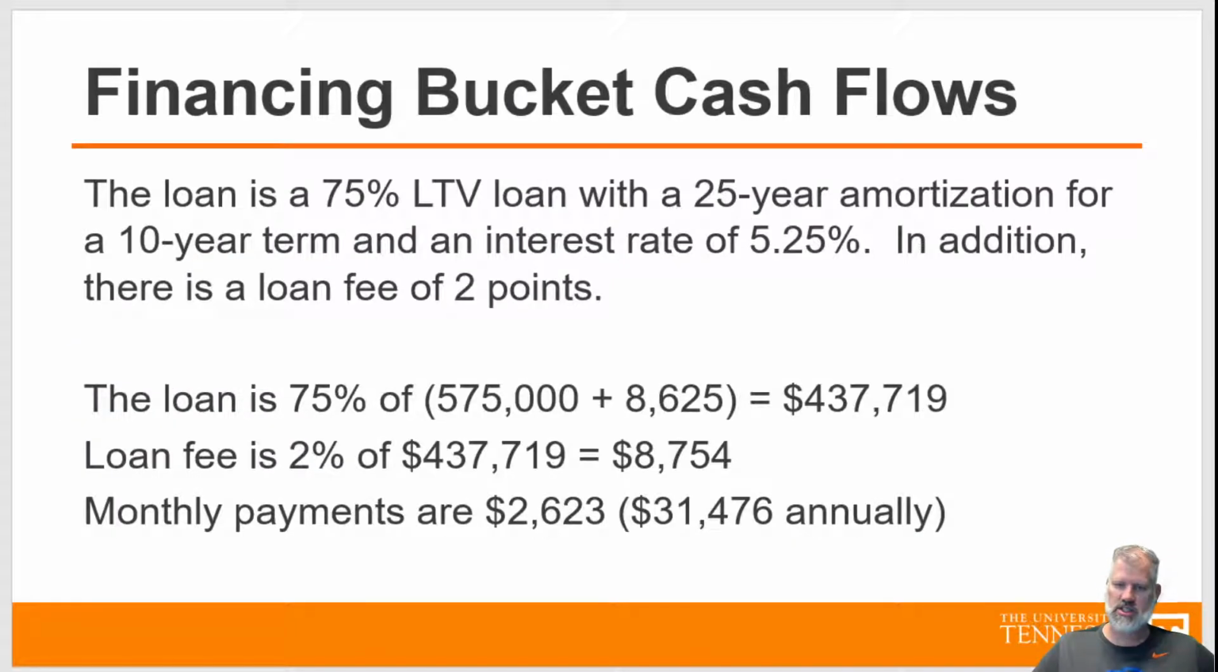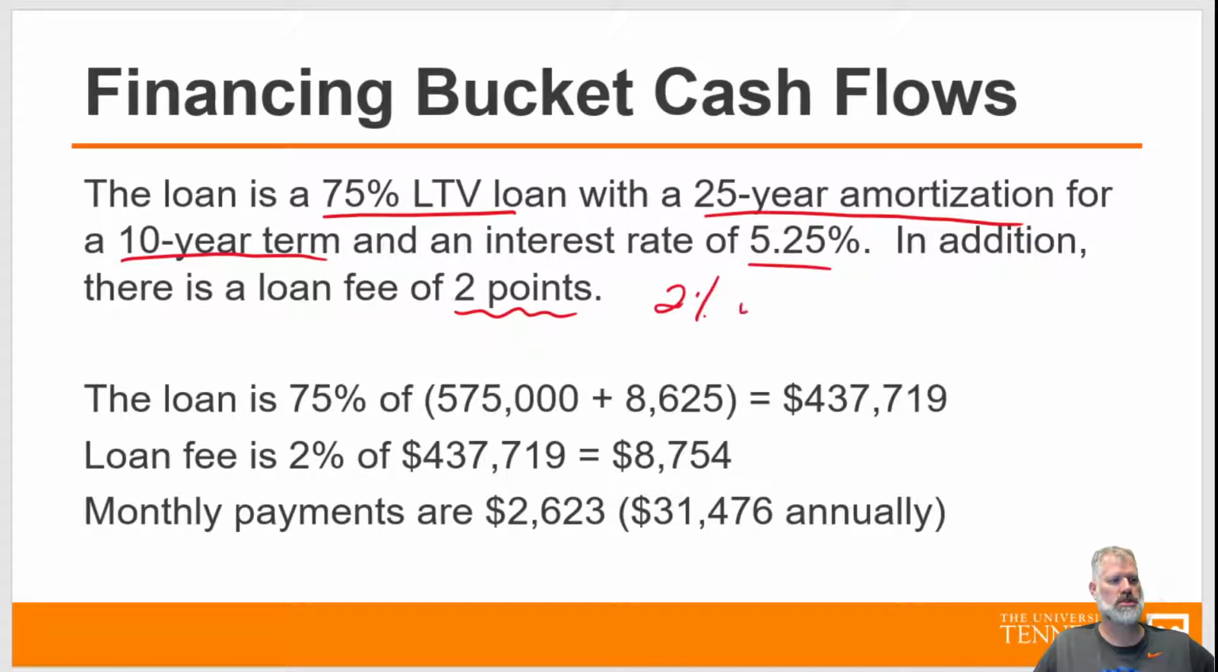Now, in terms of our assumptions for the financing bucket, we're going to assume we're getting a 75% loan-to-value loan with a 25-year amortization, a 10-year term. Now, remember, the term of the loan does not have to equal the amortization period. We're going to have an interest rate of 5.25%, and in addition, we're going to pay a loan fee of 2 points. So recall that means 2% of the loan amount in terms of a fee. And the reason we're going to do that is because this actually affects our taxes. And so we're going to throw in another little thing that touches on taxes.